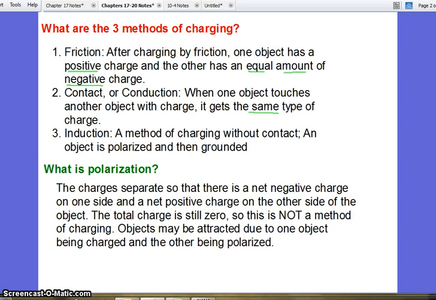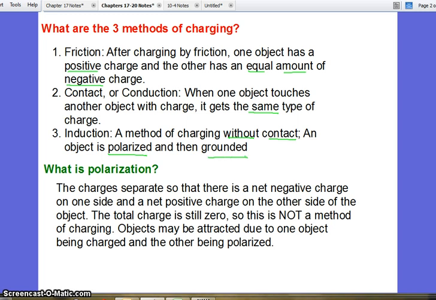The last method of charging is through a process called induction. And this is a method of charging without contact. So there is no touching. There's also no charge jumping from one object to another. So you would not see any sparks in this situation either. In order to do this, first thing we do is we polarize an object. It's going to be a conductor that we polarize, and then we ground that object.